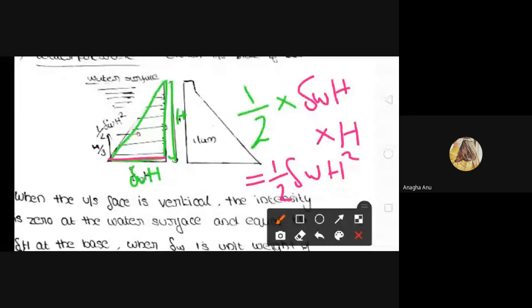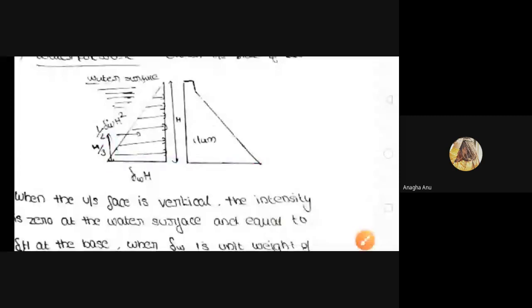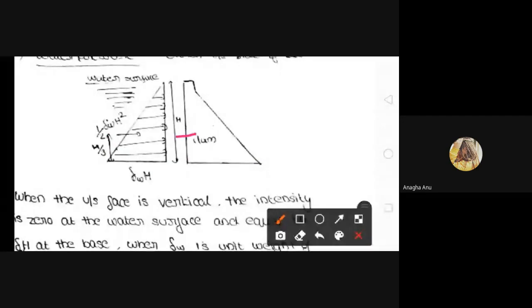And this force will be concentrated at H by 3 distance above the base of the dam. In this figure, this is the base level of the dam. From the base, the force will act at a height of H by 3. That is, at which point will the maximum force due to this water pressure occur? It will be at H by 3 distance above the base of our dam. So this indicates the position of the force acting on the upstream face of the dam.